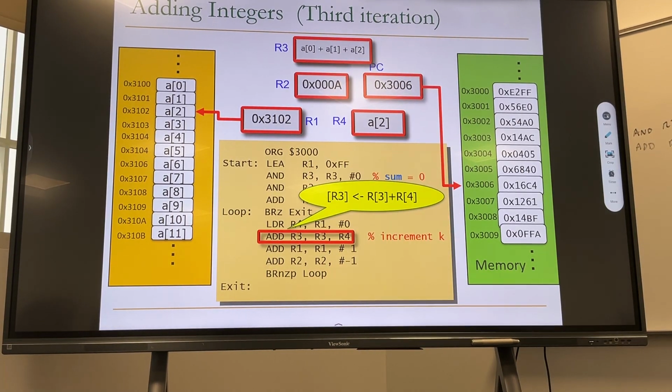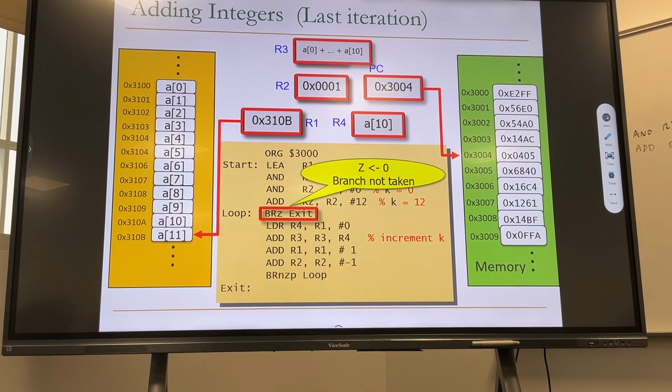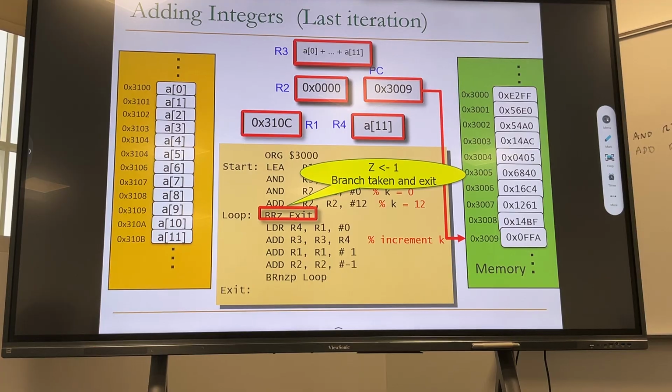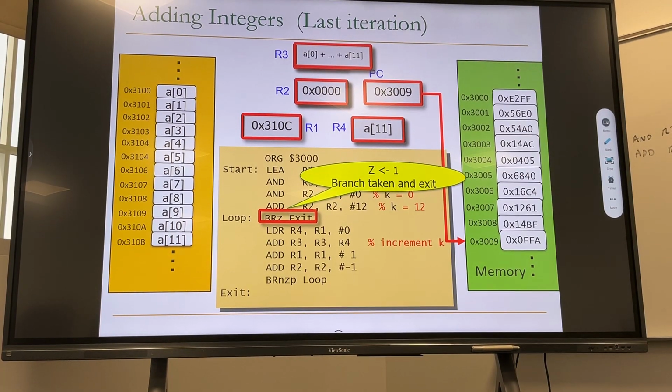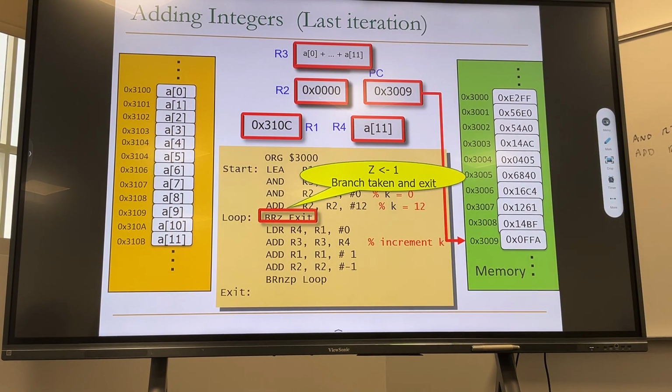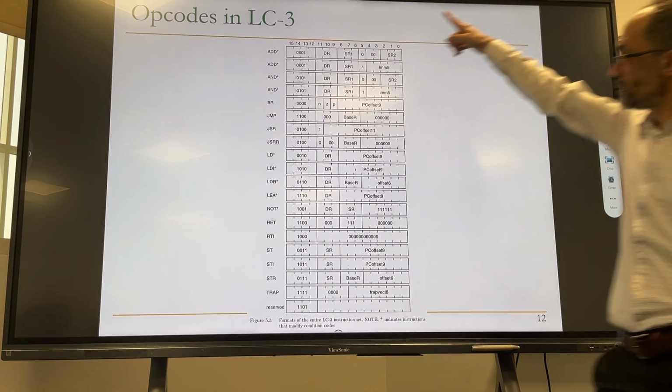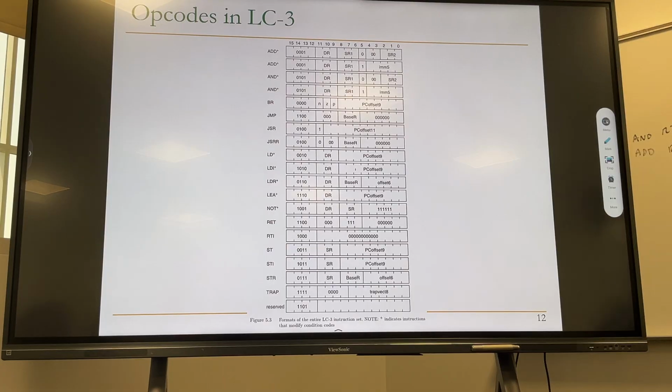Clear? Any question? This is the third iteration. And then we have the last iteration. In the last iteration, basically the branch on equivalence is not taken. Here, the unconditional jump, the condition is now true. Any question? And how do we convert this? So these are all the opcodes in LC3.